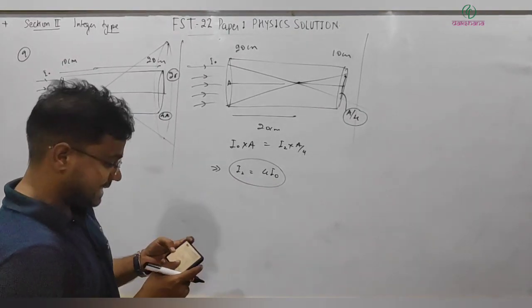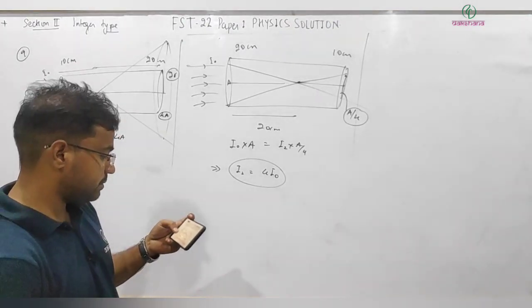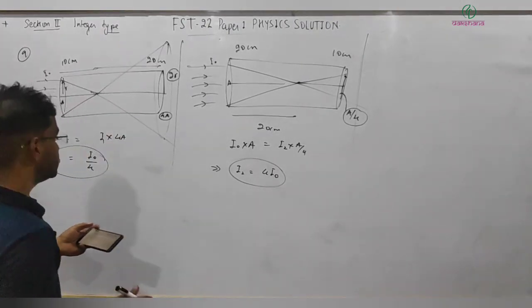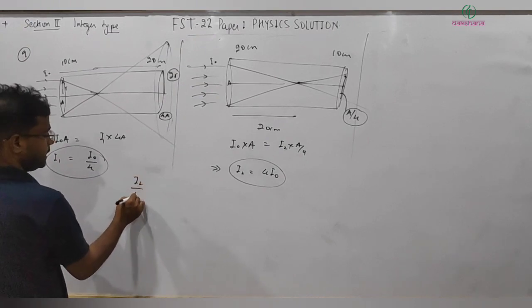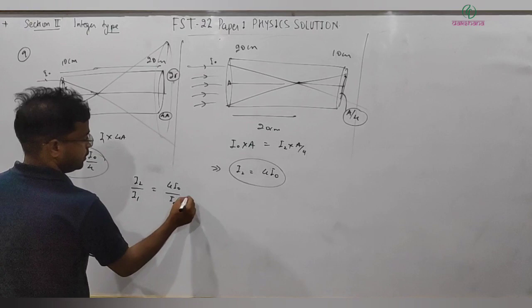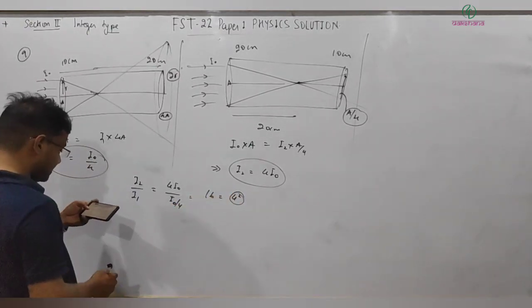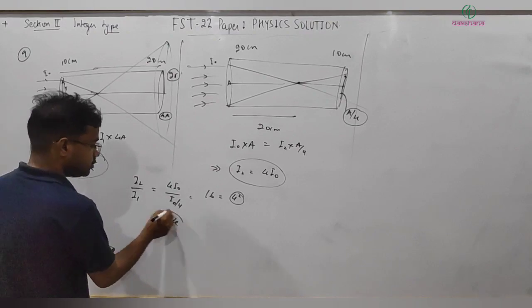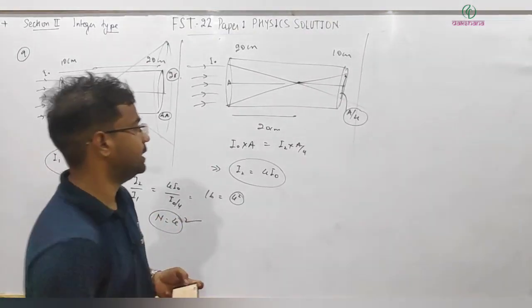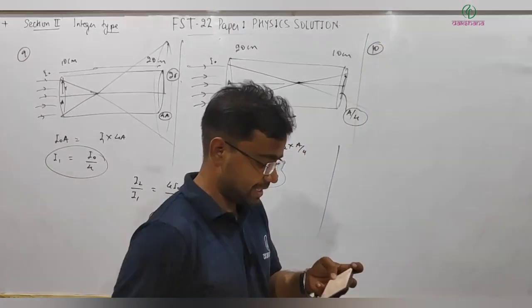Now it's talking about the ratio of I2 by I1 being of the form n square. So let me calculate I2 by I1. It's 4 I naught divided by I naught by 4, that is 16, which equals 4 square. So the value of n is equal to 4. Next and last, question number 10.